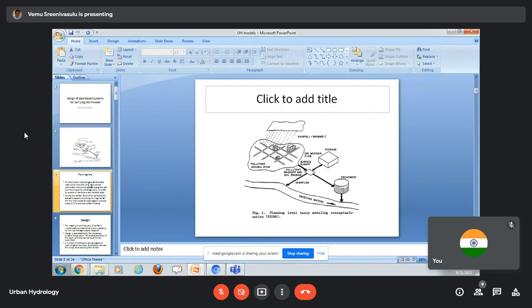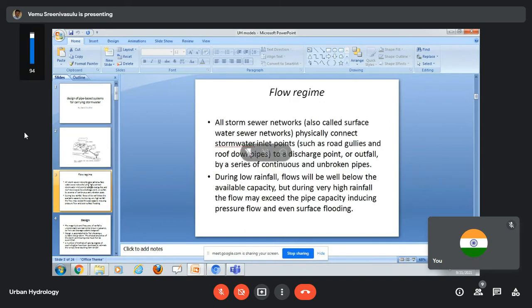So let us see some of the concepts in designing of this stormwater drainage system. All storm sewer networks physically connect stormwater inlet points to a discharge point or outfall by a series of continuous and unbroken pipes.